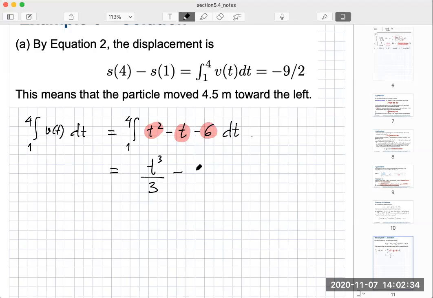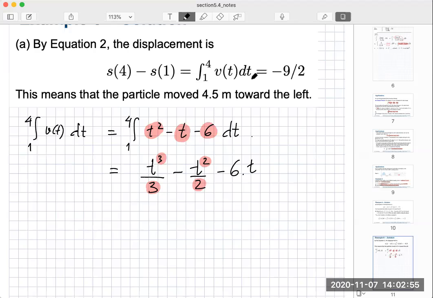T squared over 2. And the number 6 here? And T. Very good. Here you see that the power and the denominator cancel each other, right? If we take the derivative.